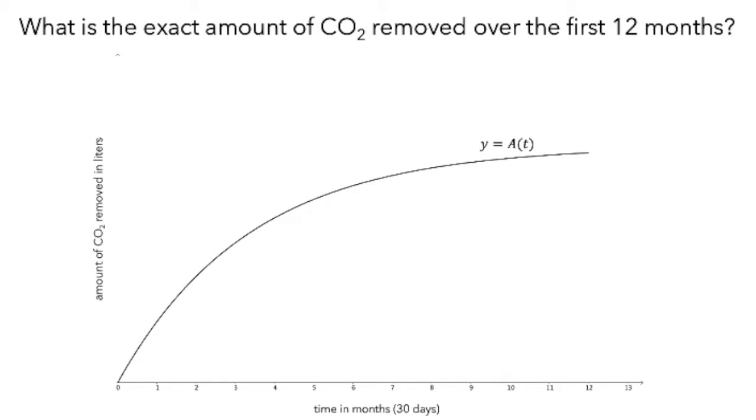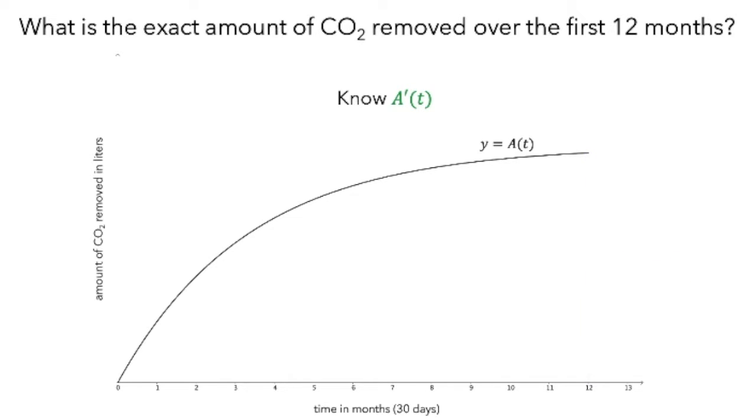Here's a graph of the function y equals A(t), which represents the amount of CO2 removed t months after the scrubber begins operating. The total amount of CO2 removed is the change in A(t). So the amount that the scrubber removes in the first 12 months can be written as A(12) minus A(0). We do not know yet what A(12) equals, but we do know how efficient the filter is, so we know how the rate at which CO2 is removed changes over time. That is, we have information about the derivative of A(t) with respect to t.